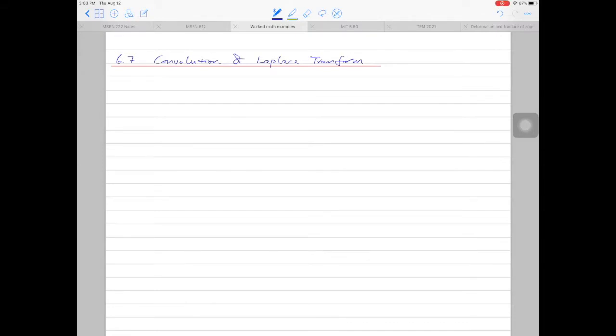In this video, we'll look at convolution and the Laplace transform. We'll start by looking at two functions, f(t) and g(t). We can simplify them as just f and g. And now we perform Laplace transform on f and g.